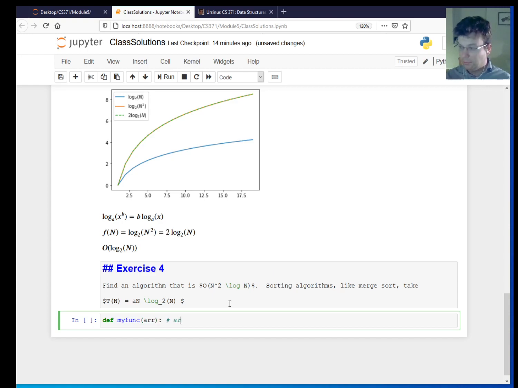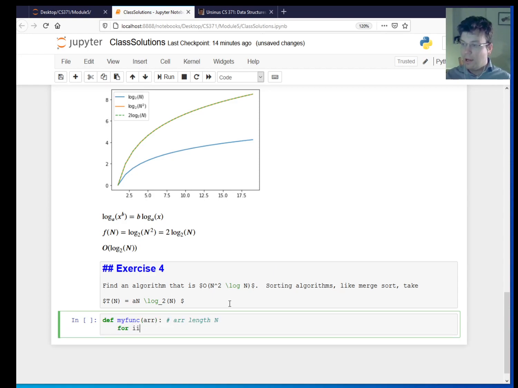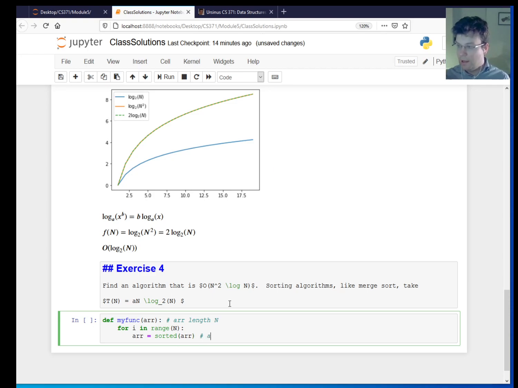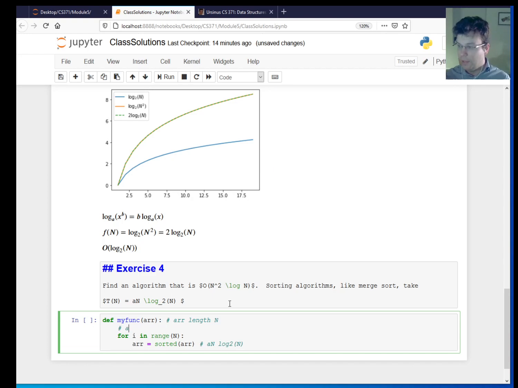A very simple algorithm that would do this: we take in an array and we say for i in range n, array equals sorted array. In here, all this takes a n log base 2 of n, but we do that n times. So then this all takes a times n times n times log base 2 of n, which is a times n squared times log base 2 of n. So that's a simple example of how you could get this.